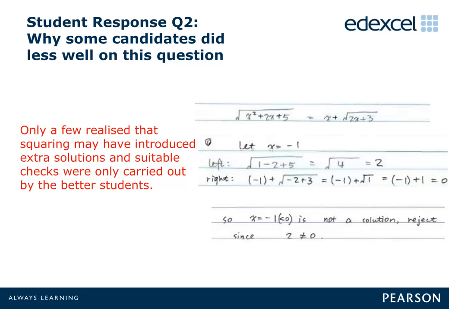However, only a few realized that squaring may have introduced extra solutions, and suitable checks were only carried out by the better students. This is a key teaching point. This student has been taught to check solutions, so gaining an additional 3 marks.